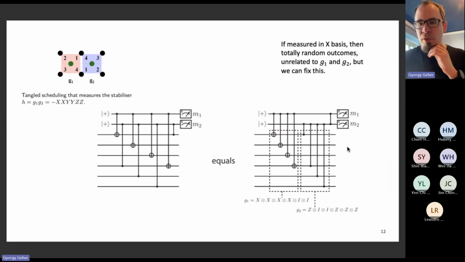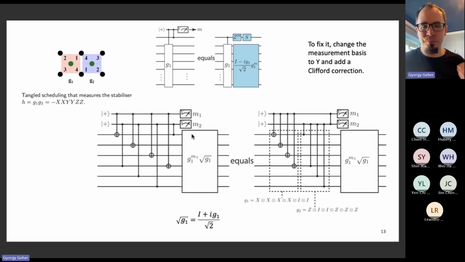But the point is that we can fix this. And the fix for this case, when we have a pair of such two stabilizers, is to change the basis for the measurement and introduce a Clifford correction. So we change the basis here to Y basis. Now we measure in the Y basis. We have the same circuit as before up until this point, which you can also see here.